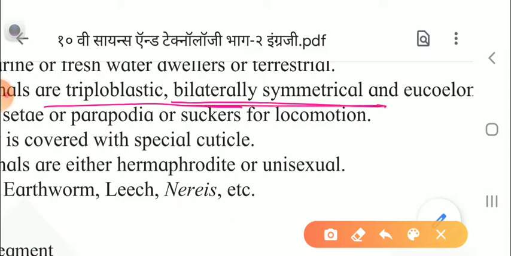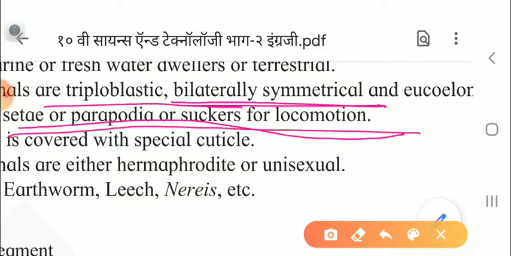Bilaterally means like our body is. If you cut it into two equal halves, they are mirror images of each other. Then they are eucoelomate, meaning their cavity is a true cavity. Now these animals have setae or parapodia or suckers. What is the meaning of setae or parapodia? Setae or parapodia are a number of paired appendages, or paired limbs, that are used for locomotion, sensation, respiration, etc.